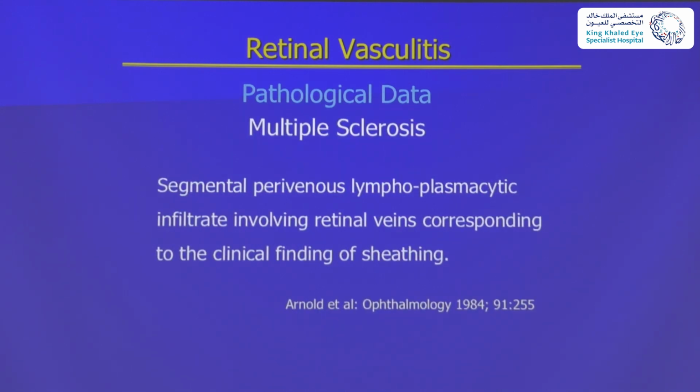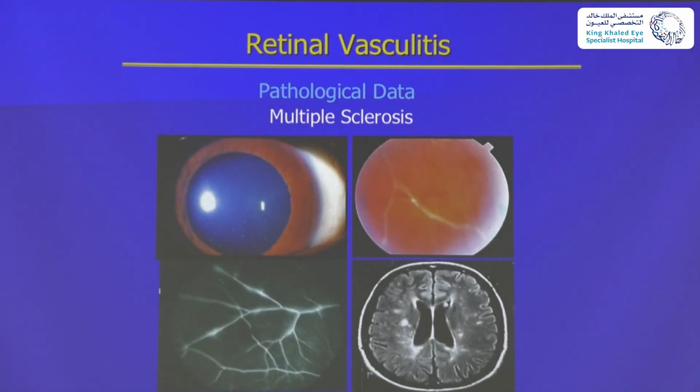How about pathology? We have pathological data available for multiple sclerosis. It has been shown pathologically that patients with multiple sclerosis and retinal vasculitis have segmental perivenous inflammatory infiltrate composed of lymphocytes and plasma cells involving the veins, and this corresponds to the vascular sheathing. So this study told us that the vascular sheathing corresponds to the perivascular inflammatory infiltrate. I'm going to show you many examples because this is frequently missed.